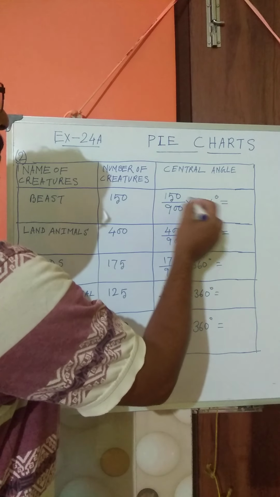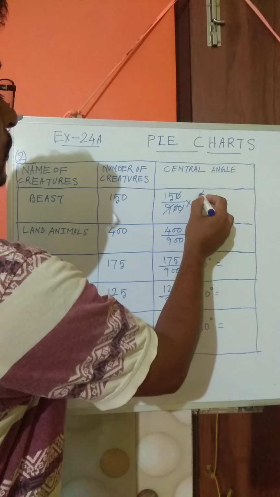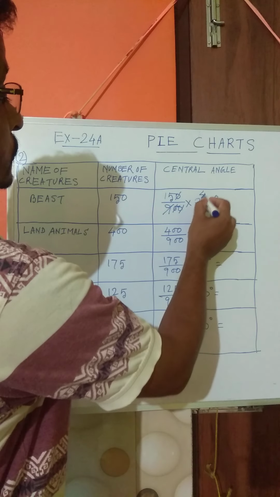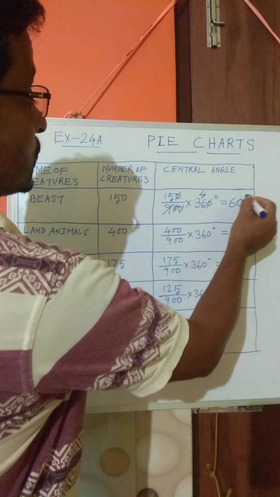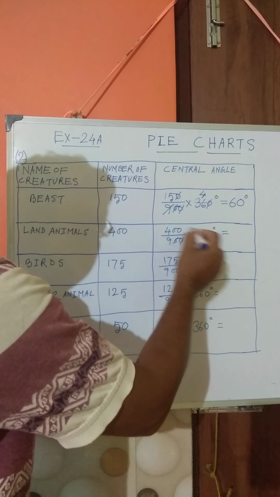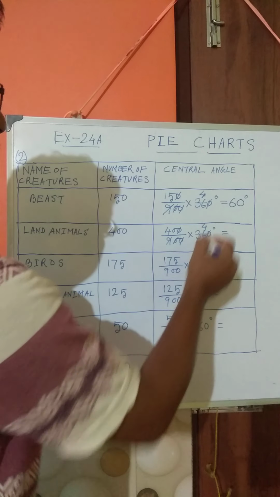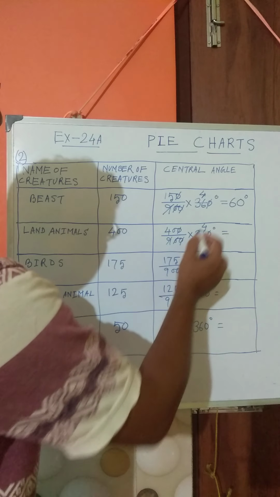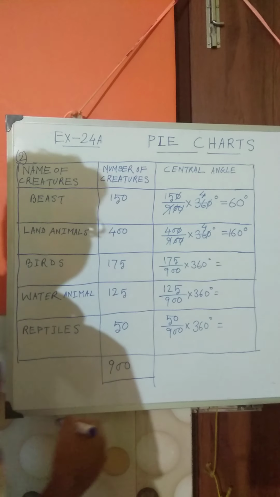So cut this 0, 0 and 0. 9 fours are 36. It is 4. Now 15 into 4, 60 degree. Just simplify this. Next, cut this 9, 0, 0, 0 and 0. 9 fours are 36. 40 into 4 is 160 degree.